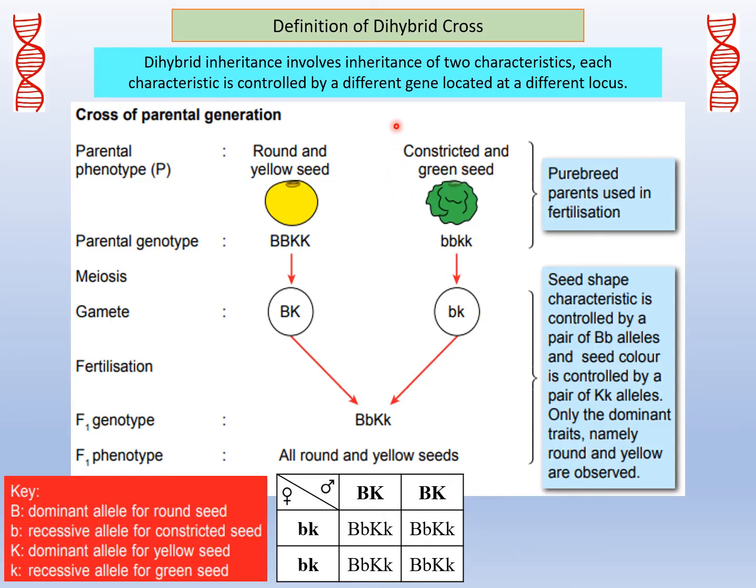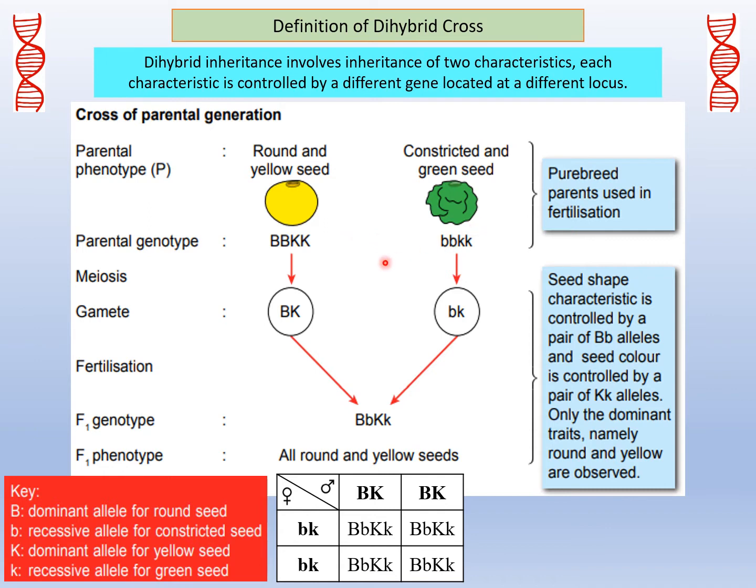In the previous lesson, we learned about monohybrid inheritance. Monohybrid involves only one characteristic, but dihybrid inheritance involves the inheritance of two characteristics. Each characteristic is controlled by different genes located at a different locus. Look at this diagram. This diagram shows a schematic diagram of dihybrid inheritance between two purebred parents to study the characteristics of pea plants, namely the seed color and seed shape.